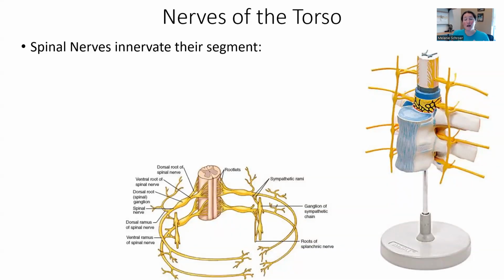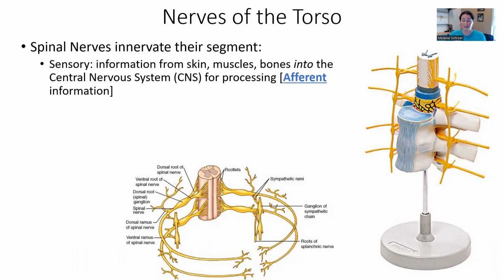So the nerves of the torso include the spinal cord and the spinal nerves. The spinal nerves innervate their particular segment, right? That is, the skin, the dermatome, the muscles, and the bones are all innervated by a particular spinal nerve within that segment. Okay? Spinal nerves contain both sensory and motor information.